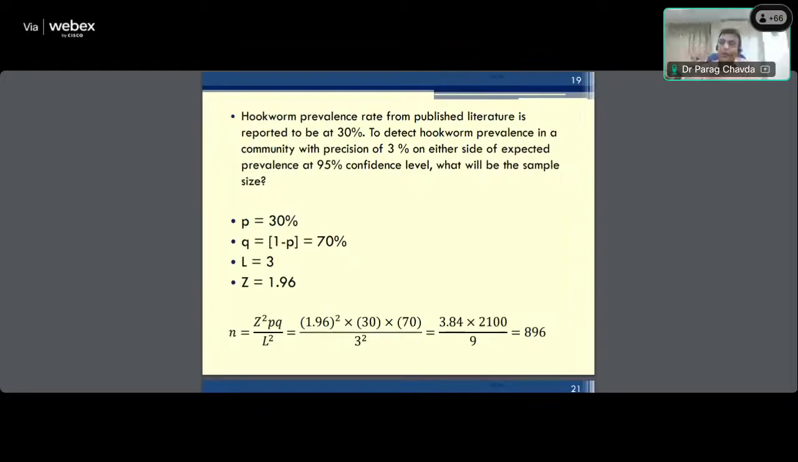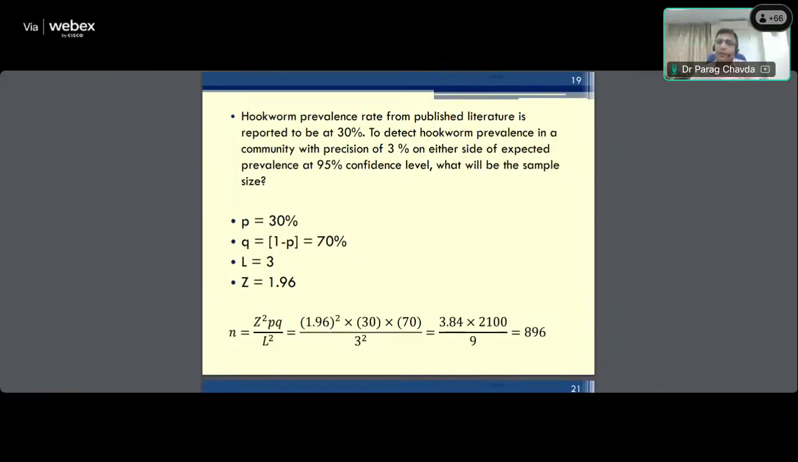तो हम उतना प्रिसीजन चाहते हैं, हम 6 परसेंटेज पॉइंट वाला प्रिसीजन चाहते हैं, एक रेंज चाहते हैं 6 परसेंटेज पॉइंट वाला, 3% ऑन लोअर साइड एंड 3% ऑन अपर साइड ऑफ जो हमें मिल रहा है प्रेवलेंस अपनी स्टडी के बाद. Fine, and this we wish to do at 95% confidence level, right? What will be the required sample size?